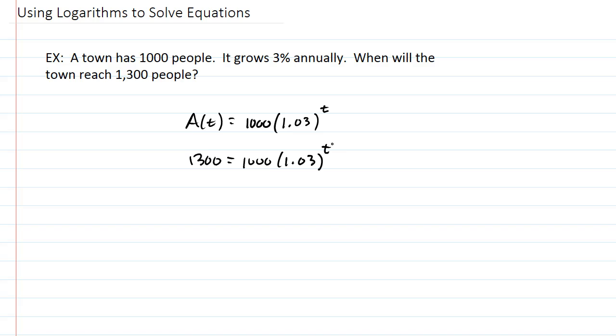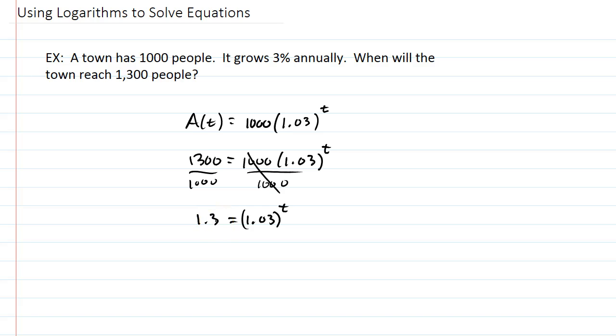We put 1,300 as our answer, and we need to go backwards. And this is why we need logarithms. First step, divide both sides by 1,000. That will get rid of the thousands. We'll get 1.03 to the t power, and this will give us 1.3 when you divide it.